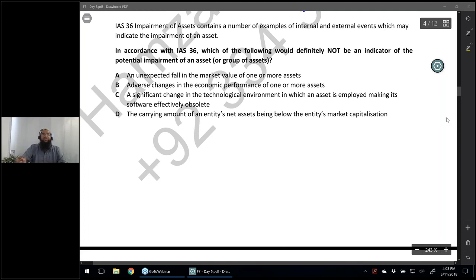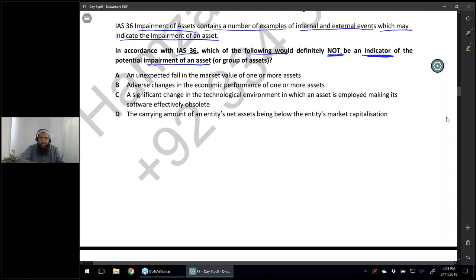Now the next question says that IAS 36 impairment of assets contains a number of examples of internal and external events which may indicate the impairment of an asset. In accordance with IAS 36, which of the following would definitely not be an indicator? So we have to identify which of the following is not an indication.